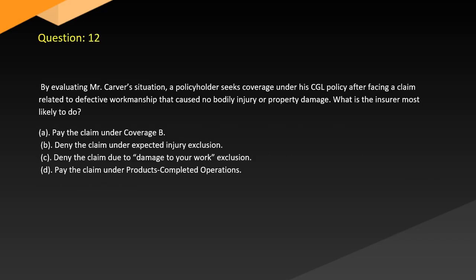Question 12. By evaluating a policyholder's situation, he seeks coverage under his CGL policy after facing a claim related to defective workmanship that caused no bodily injury or property damage. What is the insurer most likely to do? A. Pay the claim under coverage. B. Deny the claim under the expected injury exclusion. C. Deny the claim due to the damage to your work exclusion. D. Pay the claim under products completed operations.